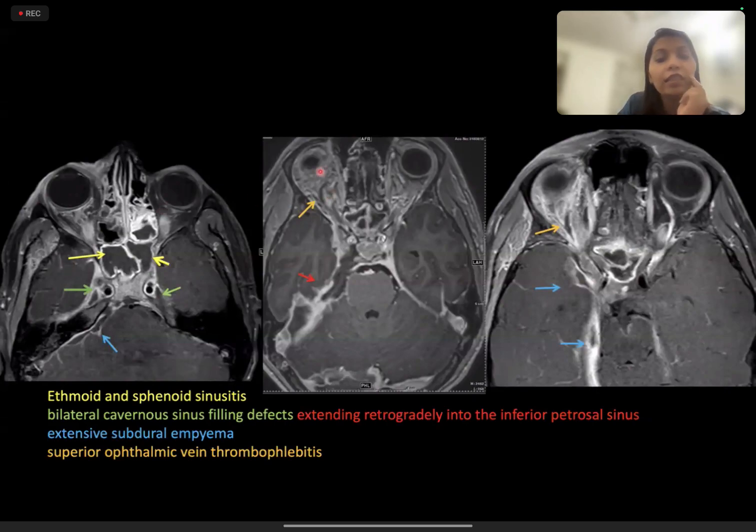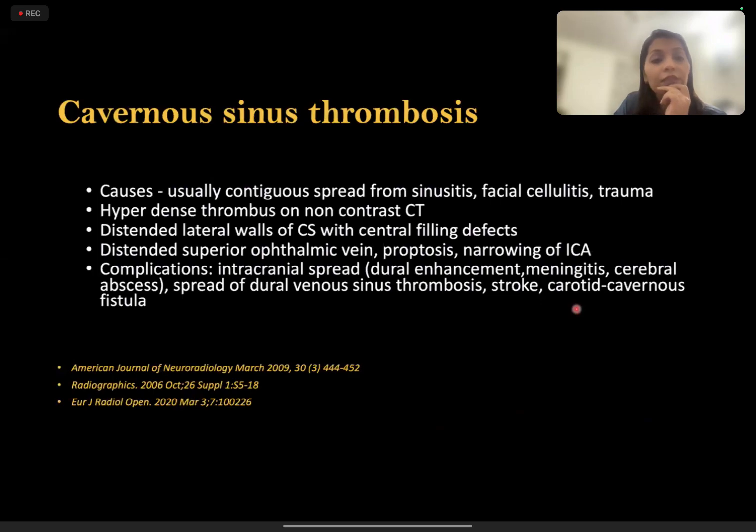Then anteriorly, there's lots of soft tissue within the orbit. There is preseptal, postseptal cellulitis. There's also thrombophlebitis of this right superior ophthalmic vein. So heaps of findings here. Cavernous sinus thrombosis, usually the spread is a continuous spread from the surrounding soft tissues. For example, sinusitis, as in our case, facial cellulitis, trauma.